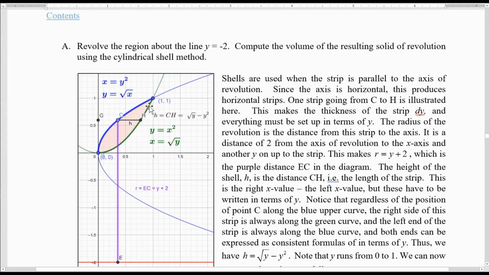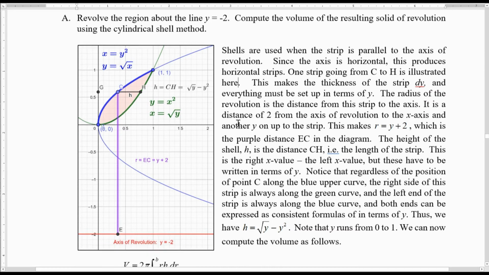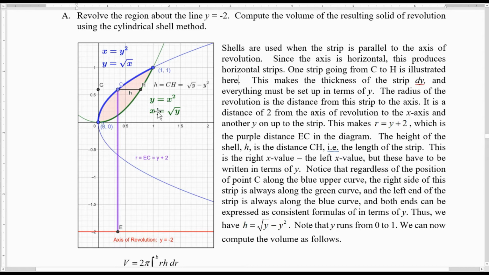So we're going to do top x is given by y squared, bottom x is given by square root of y. So we're going to use those formulas that are x is given in terms of y. So everything's going to be in y's eventually. The length of our strip here is going to be the height of our cylinder. It's this distance from C to H, given in black here, which is right x minus left x, but given in terms of y. So the right x is square root of y. The left x is y squared. So that's the square root of y minus y squared is the length of that strip. That's going to be the height of our cylindrical shell.